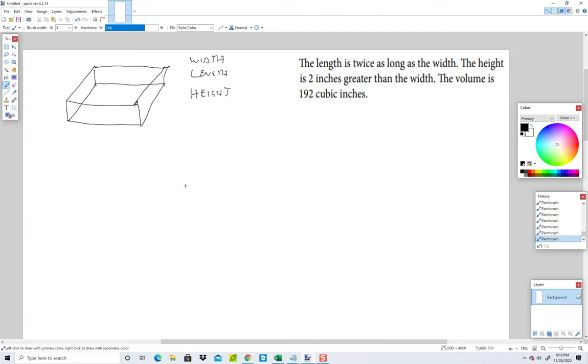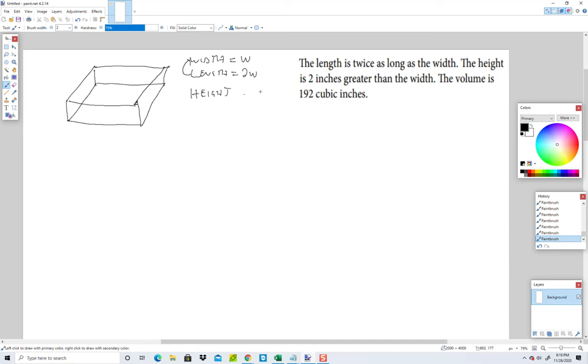Now you always have to look at these and see which one is being put in reference to which one. The length is twice as long as the width. The length is being put in reference to the width. So if this is W, twice as long would be 2 times W. Now you could come up with a simple example and see if that makes sense. If the width is 10, length is twice as long, 2 times 10 is 20. Yeah, that's twice as long.